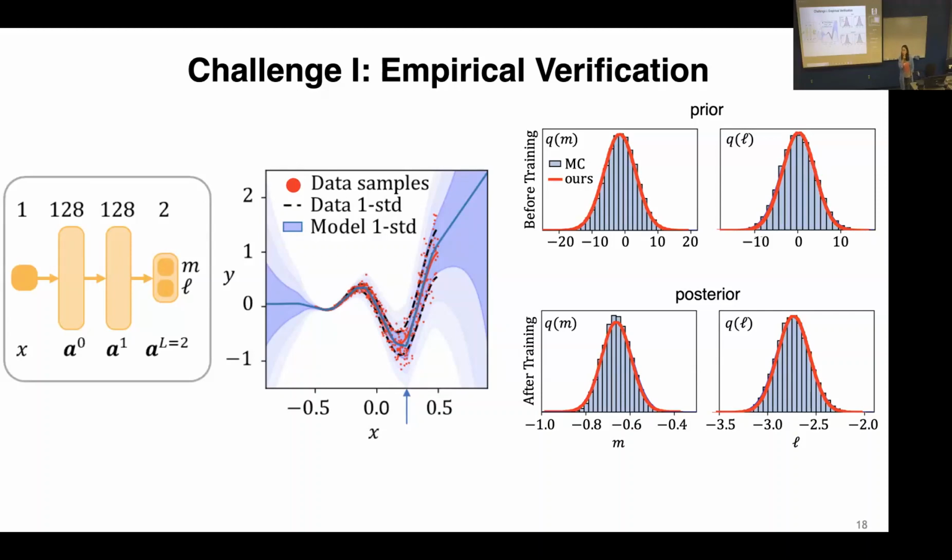Question? Where is your W? Oh, W is hidden in this layer. I'm not showing it. So X maps to H through a nonlinear function, and H multiplies W to get A.